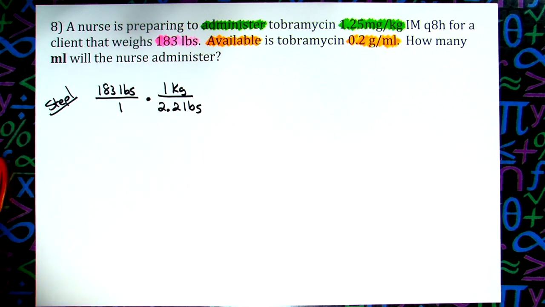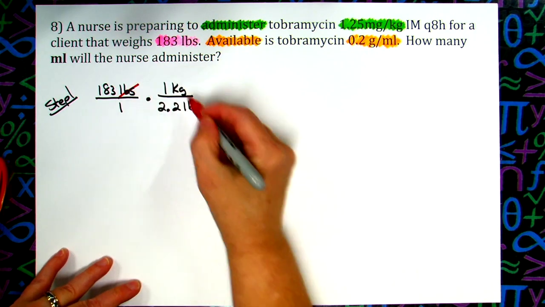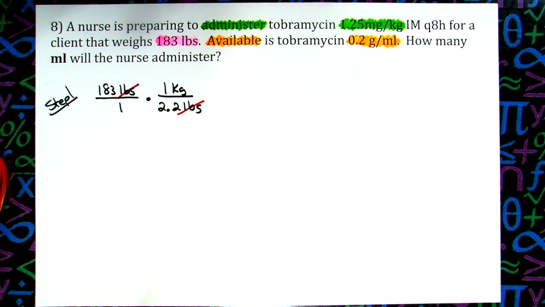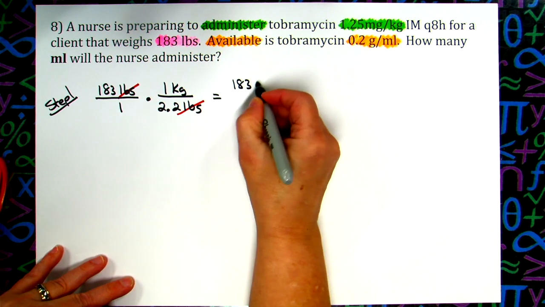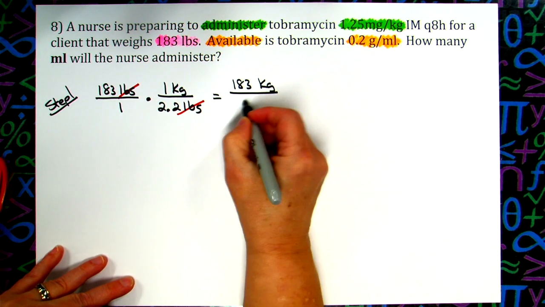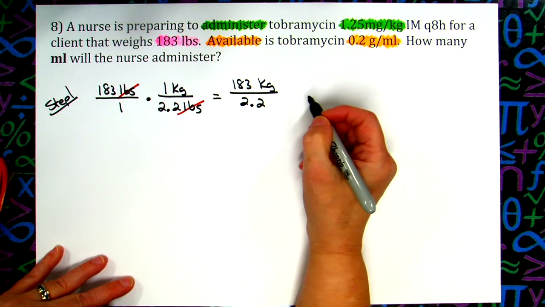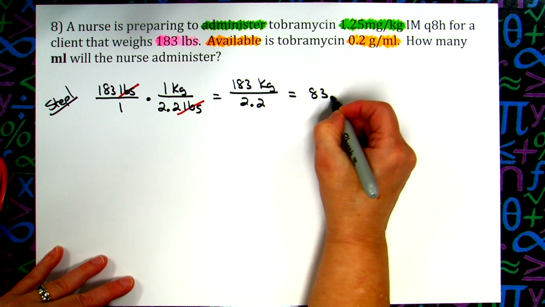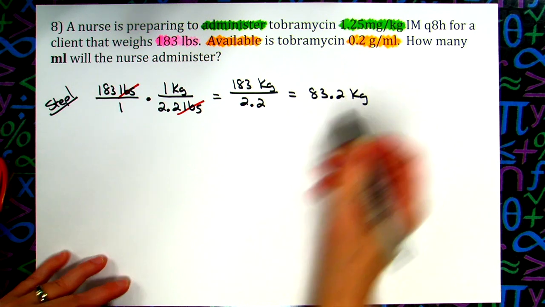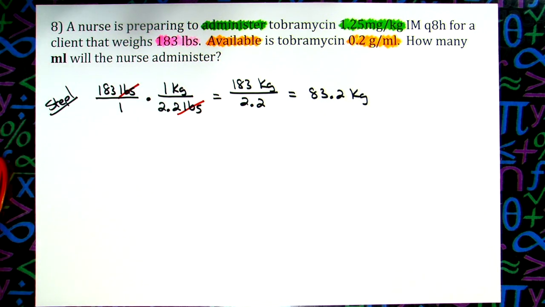You don't need to go to all this work, because at this point you probably have it memorized that you take pounds and divide by 2.2 to get your kilograms. So then I would have 183 on top, I'd have the 2.2 on the bottom. Dividing that out, we're going to have 83.2 kilograms. All right, so that is our patient's weight.